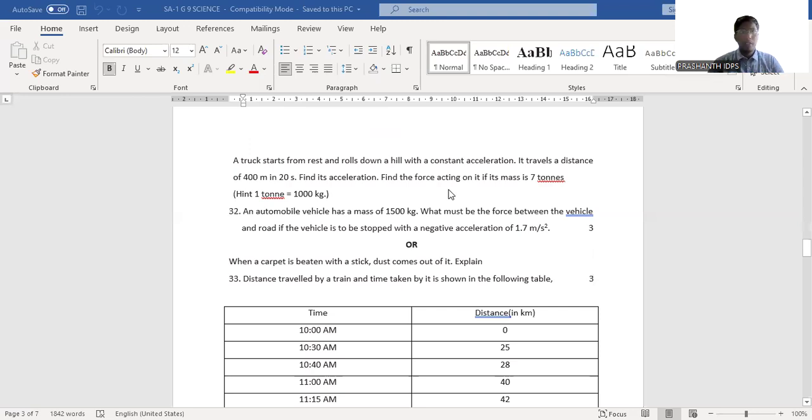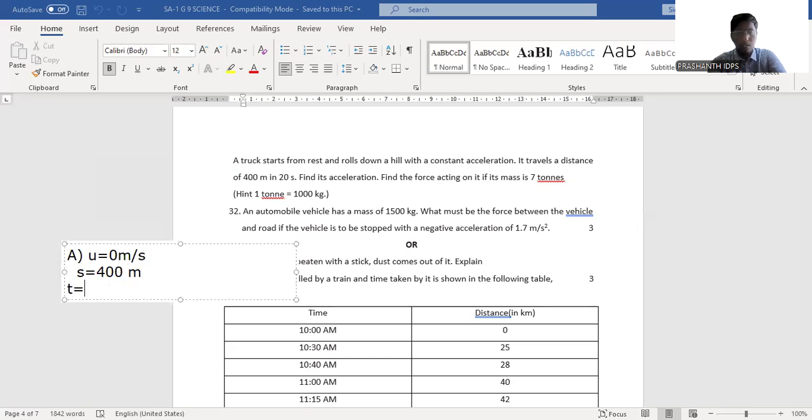I told you very clearly, whenever you are solving any numerical question, first you should write the given values. So here a truck starts from rest. I have already explained these answers. Whenever you find the word rest, it means initial velocity u is equal to 0 meter per second. It's a velocity, so the unit is meter per second. From rest it rolls down a hill with constant acceleration. It travels a distance of 400 meters. Which letter do we take for distance? S is equal to 400 meters, and it takes 20 seconds. So 20 seconds is the time.